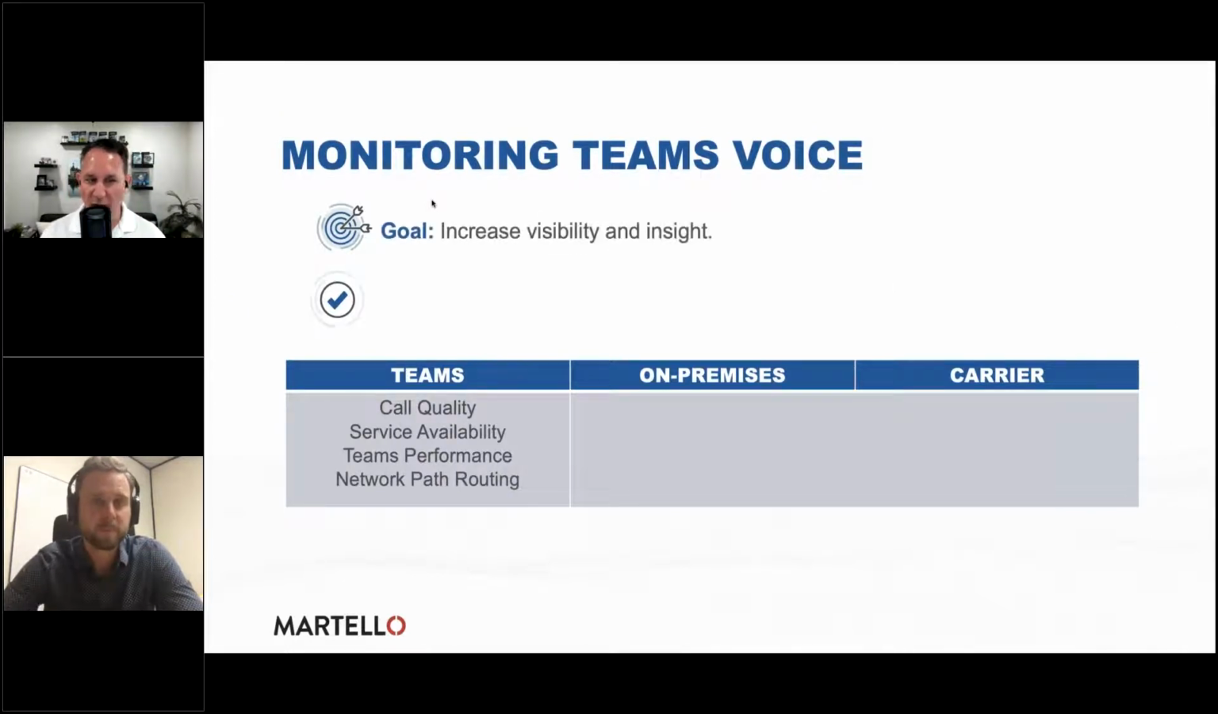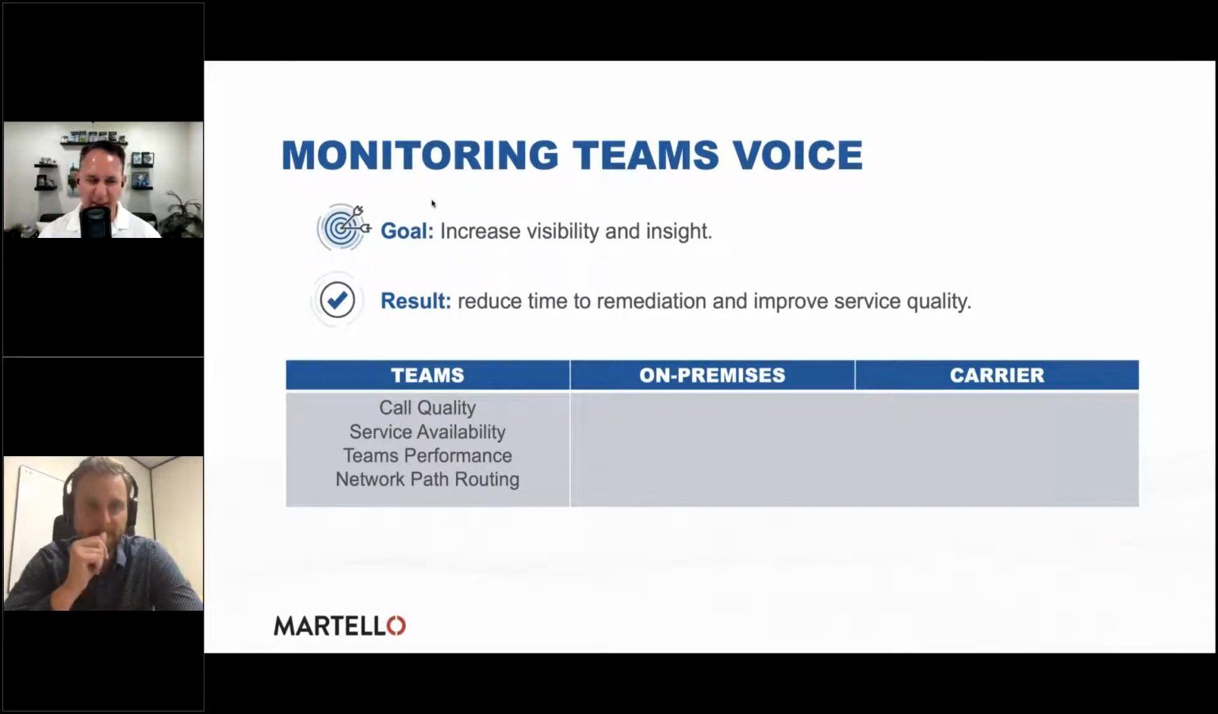And the goal, of course, is you want to increase visibility, you want to increase insight into understanding where the problem is, so that you can try to solve it. And then you reduce your mean time to remediation, you improve service quality of that particular service, reduce help desk calls, lower the total cost of ownership, et cetera. That's a whole Teams kind of thing here. You can see on the left here, I've got Teams, and then I have on-premises and carrier.